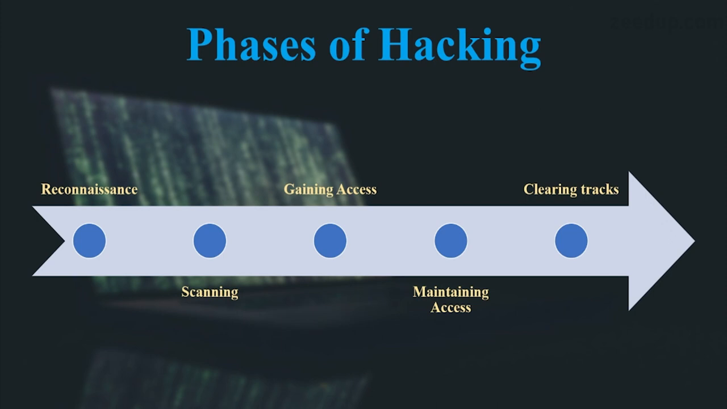Second phase is scanning. Scanning is all about identifying ports or the network map of the target organization. So this all comes under scanning. Gaining access is the main system hacking concept of hacking. So system hacking is all about gaining access into the system and performing tasks that we are here to perform.